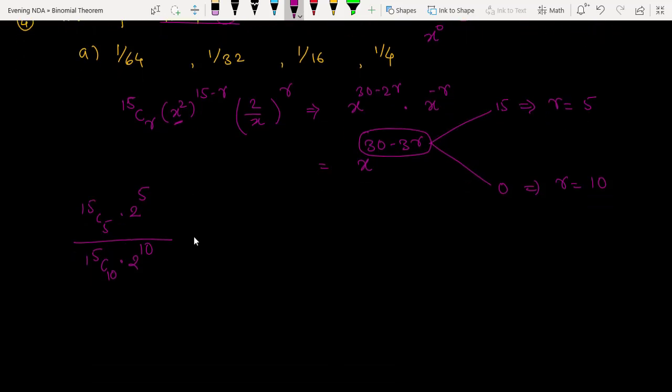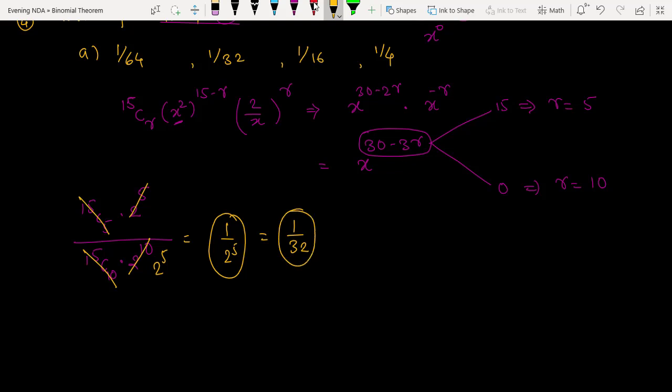Is 15c5 and 15c10 same or different? Same. These are the two same, so I can easily cancel those. So 2 raised to 5 cancels the 2 raised to 10, leaving 2 raised to 5. So what is remaining is 1 by 2 raised to 5. What is my answer? 1 by 30. This is what my answer is. Is this okay?